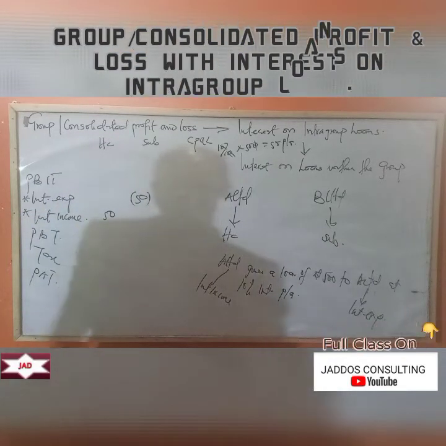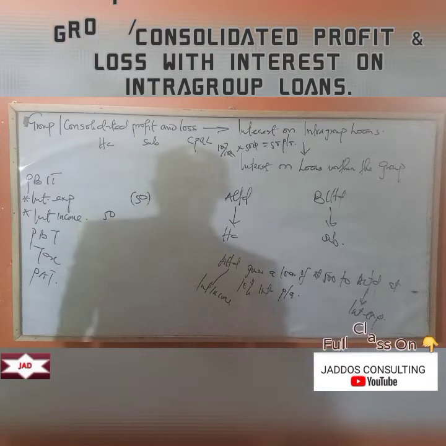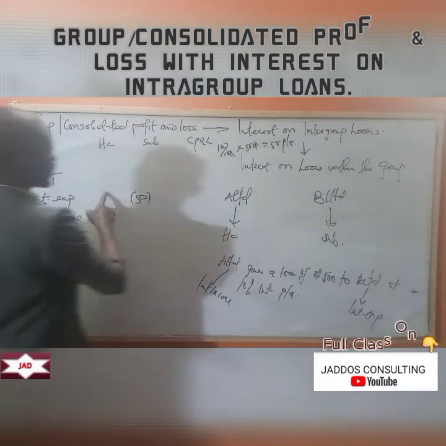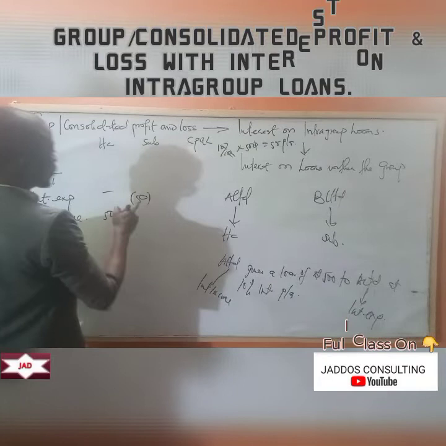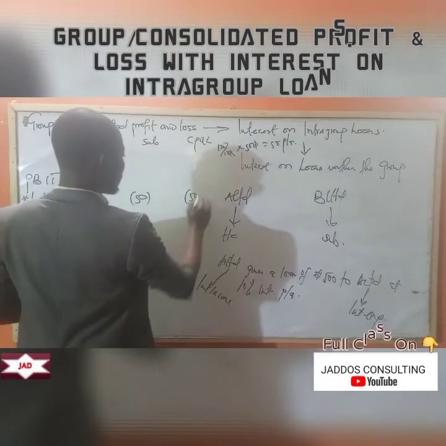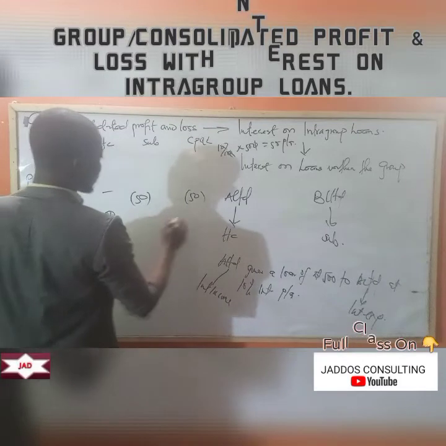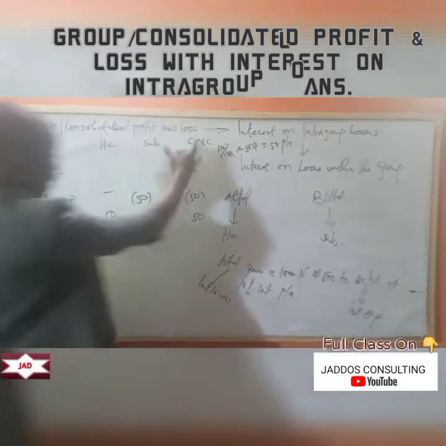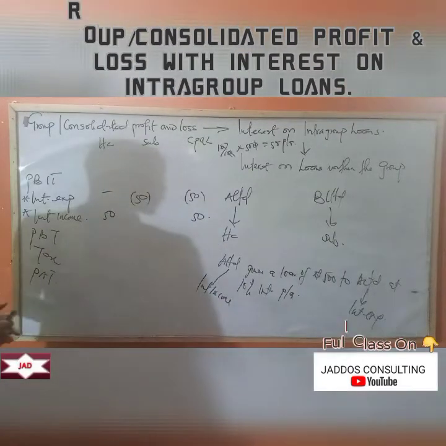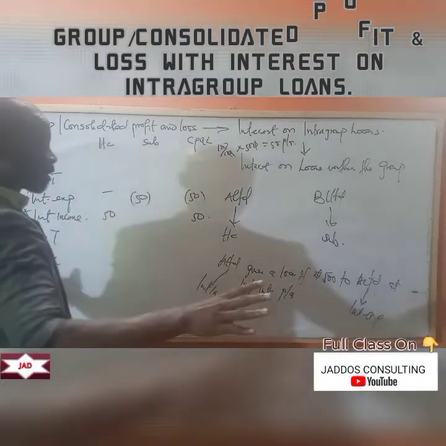Good. So it means that at consolidation, what we expect is that we have holding company plus subsidiary that will give us this. Then we have interest income here, holding, that will be this, right? At CPL level. So this is at separate entity level. This is what will have happened.